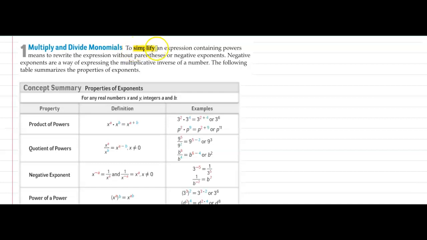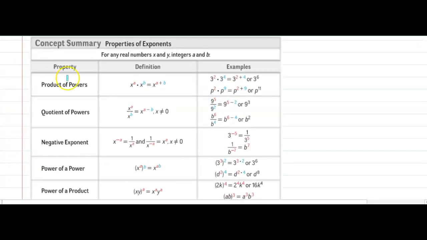In order to simplify an expression, because that's the kind of verbiage you're going to see on a test or a standardized test, if it tells you to simplify the expression, it means we do not want any parentheses or negative exponents. Negative exponents are a way of expressing the multiplicative inverse of a number. However, we are not going to have negative exponents in the final answer. All the exponents will be positive. So let's take a look at the first property, the product of powers, in our concept summary.